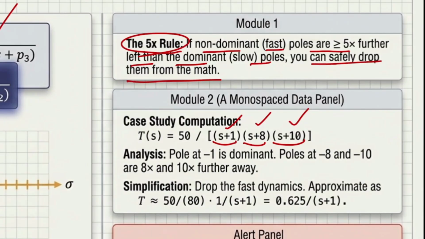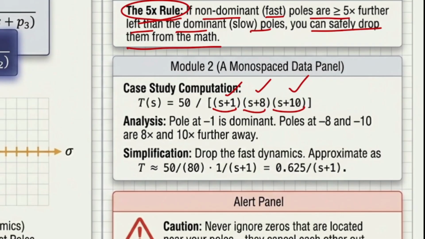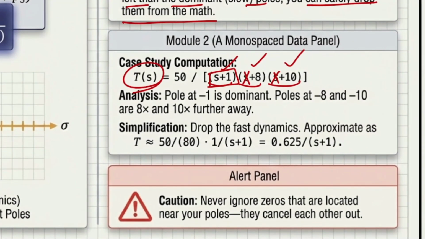What does it mean, drop them from the math? It means that while we are trying to simplify our system or transfer function, for the dominant pole we keep it the way it is, while for these other ones, s is going to be 0 because they vanish so fast. So at the end of the day, my T is going to be 50 divided by 80. What was 80? 80 was 8 times 10, and it is divided by s plus 1, obviously. So finally, I have the simplified system itself.